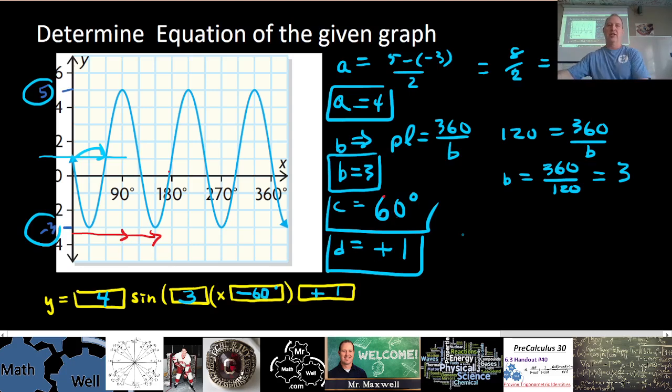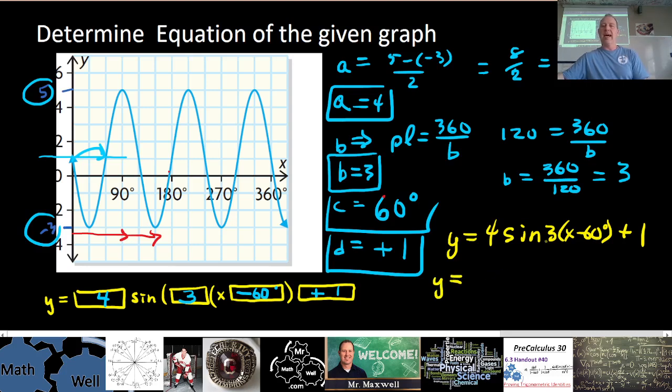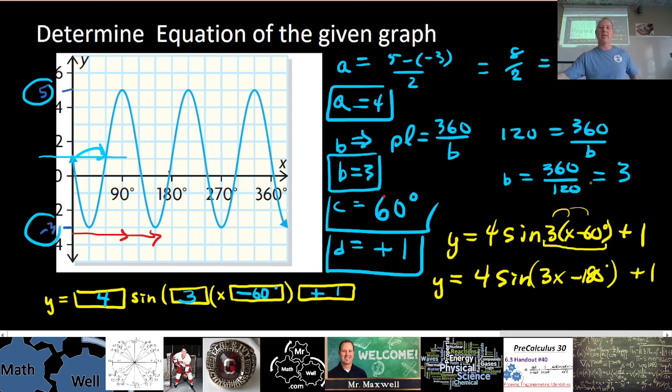So there's two ways you could write that now. y equals 4 sine 3x minus 60 degrees plus 1. So you could write it like that. You might see this in your textbook: you could also expand this out and write it like this. 4 sine, I don't think you'll see this much, but you could multiply the 3 in. So 3x minus 180 degrees in the sine brackets, plus 1. So there's two different ways you could show that.